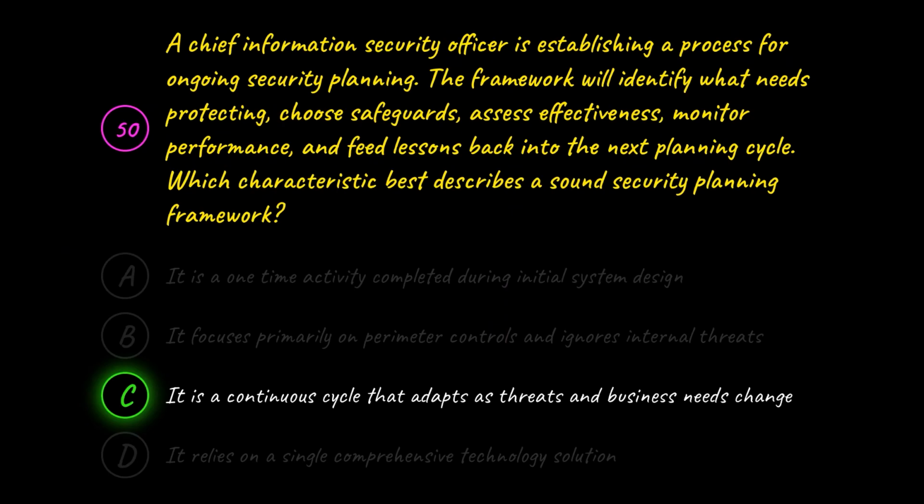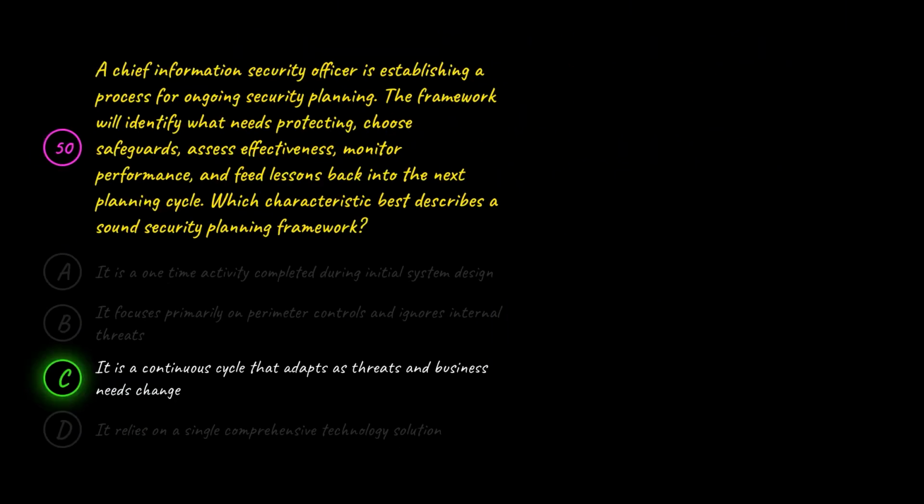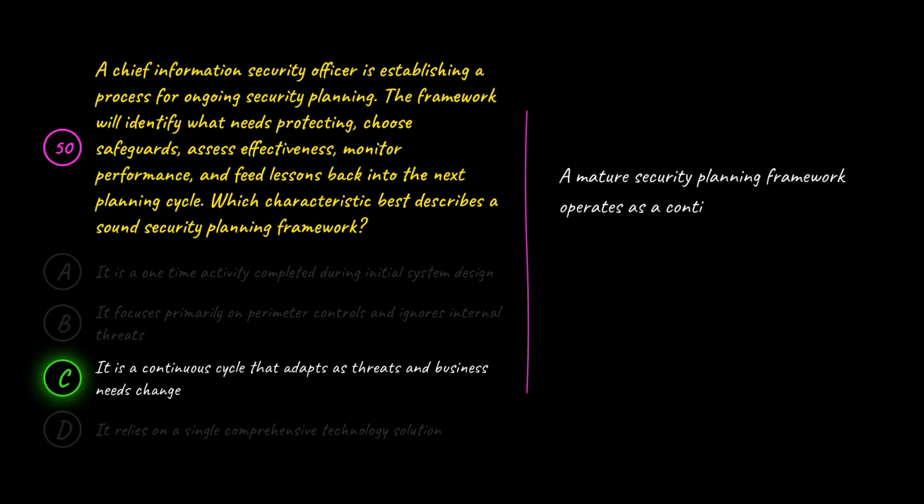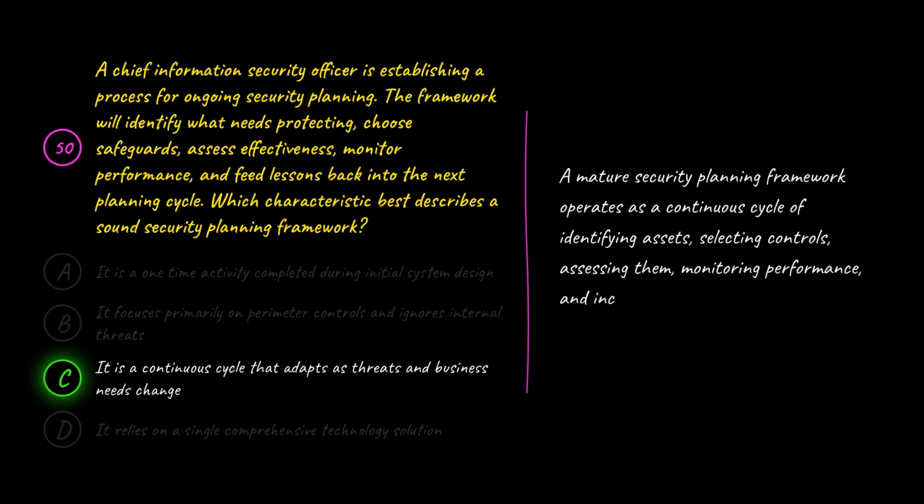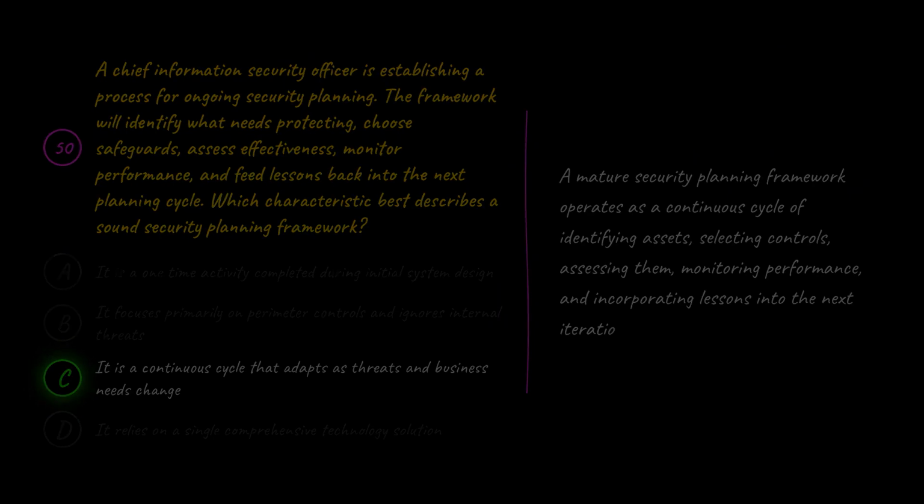The correct answer is C. It is a continuous cycle that adapts as threats and business needs change. C is correct because a mature security planning framework operates as a continuous cycle of identifying assets, selecting controls, assessing them, monitoring performance, and incorporating lessons into the next iteration. Threats and business contexts shift, so the framework must adapt.